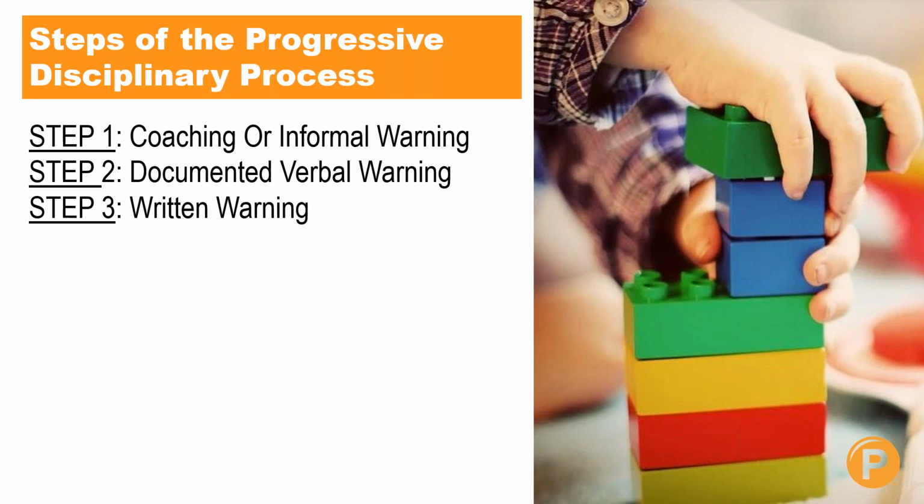And then we move on to step 3, which is a written warning. So you're going to provide the employee with a documented verbal, let's say for attendance, for example, and they still have attendance issues over the next 30 days. So you're going to meet with them again and let them know that you're going to move on to that next step, which is a written warning.